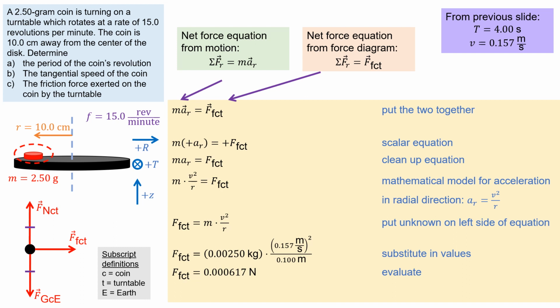And then the last step here is we have the strength of the friction force, but the question asks for the full friction force, which is a vector. So I'm going to put the vector arrow above the F and indicate the direction. Our full friction force vector on the coin by the turntable is 0.000617 newtons, and that friction force points toward the center of the circle. So this is the problem-solving approach for uniform circular motion, and these are the sorts of things I would expect to see when you're solving your own problems.